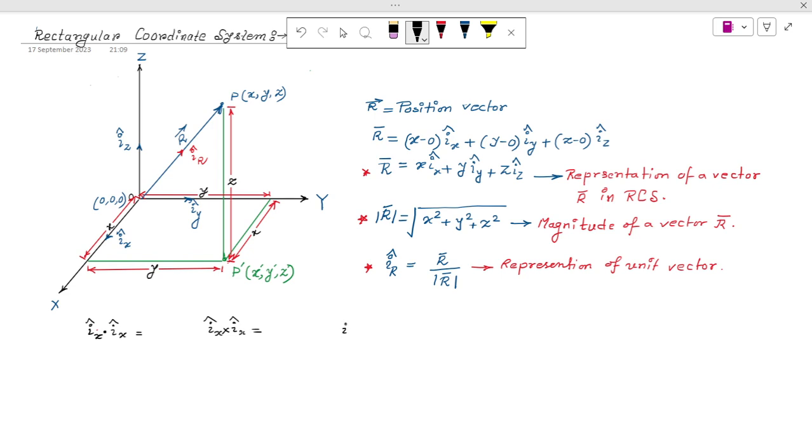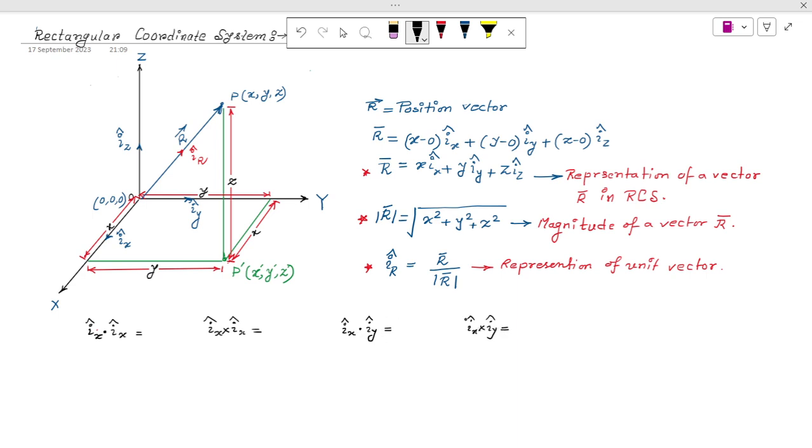Next thing, I have an Ix vector and I have an Iy vector, and I have to do the dot product. What will be the answer? I have an Ix vector, I have an Iy vector, and someone tells to perform the cross product.